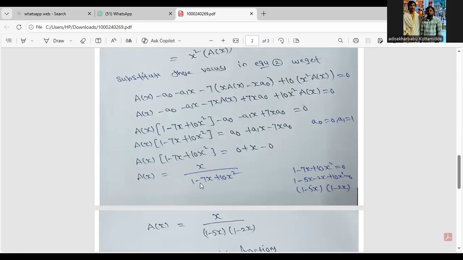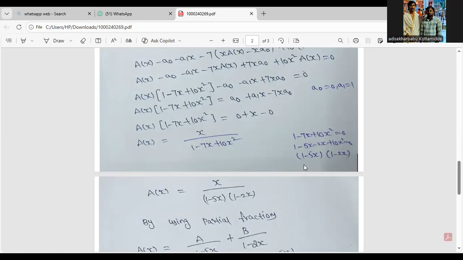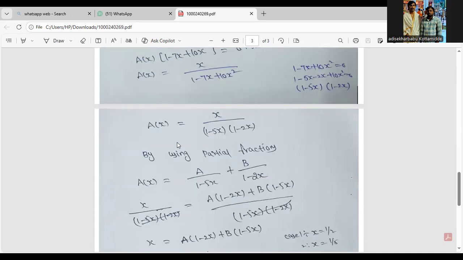So A(x) = x / (1 - 7x + 10x²). Here we find the roots of the given quadratic equation 1 - 7x + 10x² = 0. That is 1 - 5x - 2x + 10x² = 0. So the factors are (1 - 5x) and (1 - 2x). A(x) = x / ((1 - 5x)(1 - 2x)).